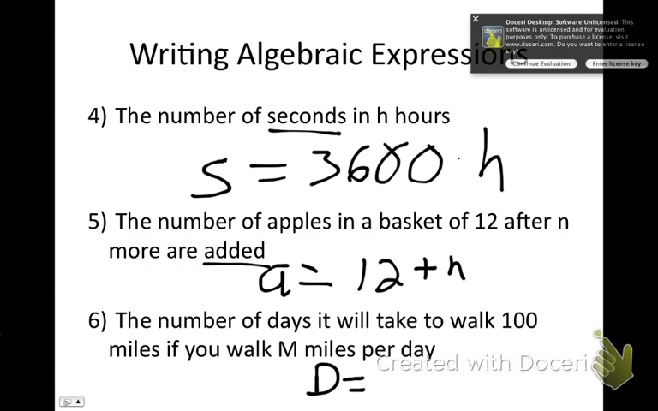If you plug in like a 5 or something miles per day, I think you would subtract or add. So let's think about it here. Let's say you walk 5 miles per day. How many days would it take you to finish that? 20. So what operation do you just do? Division. So yeah, you take 100 divided by m. And again, if you ever get confused, plug a number in. Get out of letters, get into numbers there. Okay, and it makes a lot more sense.